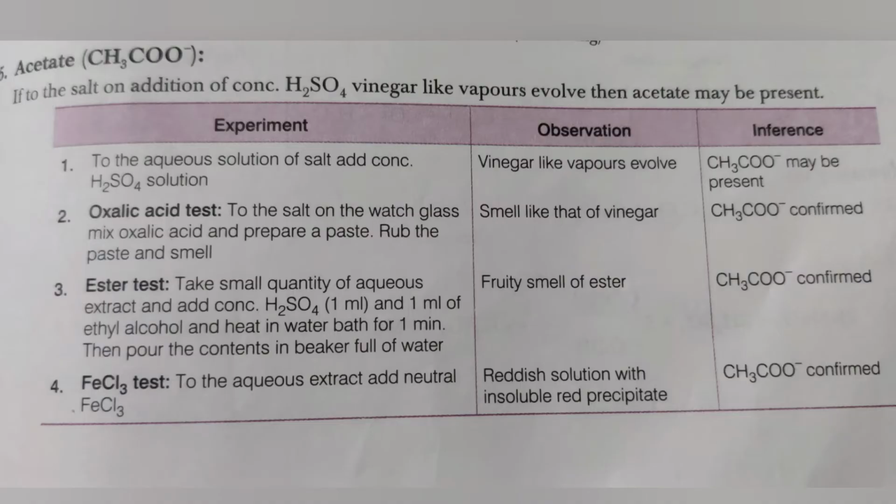In your final practical you have to write in this form. First is the concentrated H2SO4 test: to the salt add conc H2SO4, vinegar like smell is obtained. Then out of these 3 tests you can perform any 2 confirmatory tests, that is the oxalic acid test, in which case also smell of vinegar is obtained, and next one is the FeCl3 test. In that case to the aqueous solution add FeCl3, then a reddish solution confirms the presence of acetate in it.